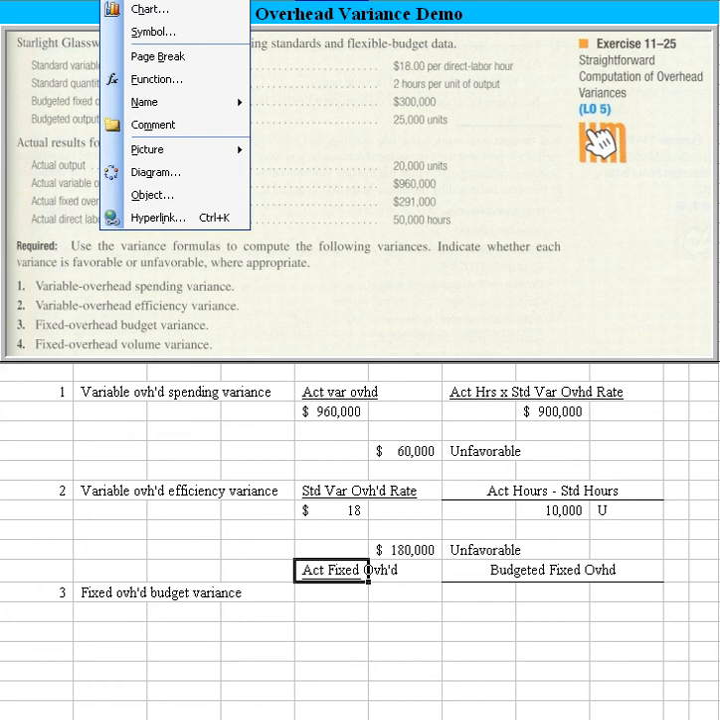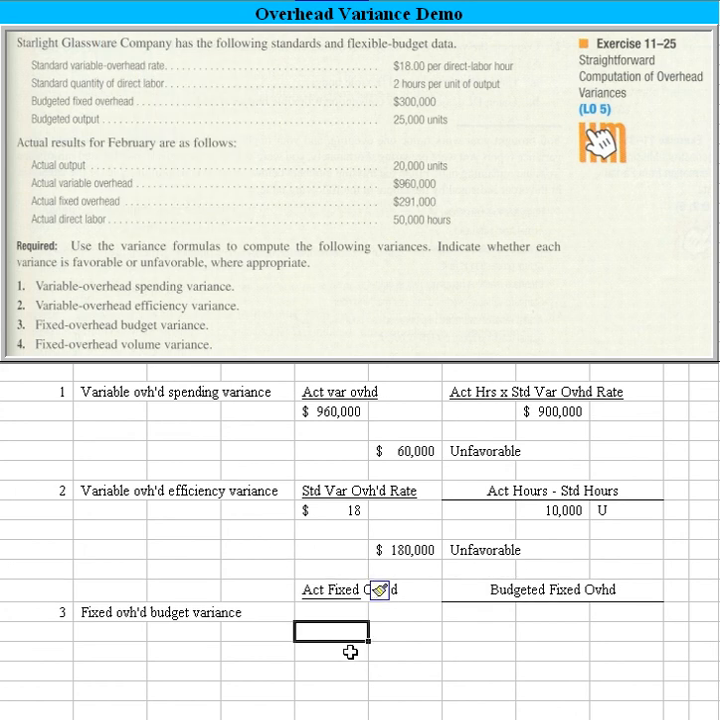Let me insert a row here so we have that a little bit clearer for us. Alright, so the actual fixed overhead that was incurred was $291,000. And the budgeted fixed overhead was the $300,000, right?